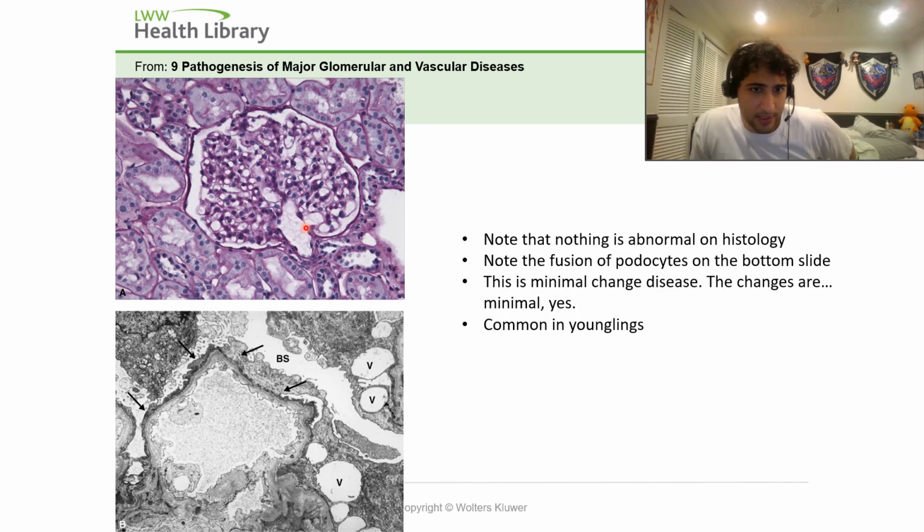So this is the first condition. It's called minimal change disease. Notice there's nothing abnormal in the histology. You wouldn't see anything wrong. The changes are minimal. They're minimal change disease. And it's common in the very young. You can see here you don't really have neat podocytes anymore, neat pedicels. Here's your podocyte, but you don't have neat pedicels, right? It's very fused together, not well demarcated, certainly not a filtration slit diaphragm. It's common in youngsters.